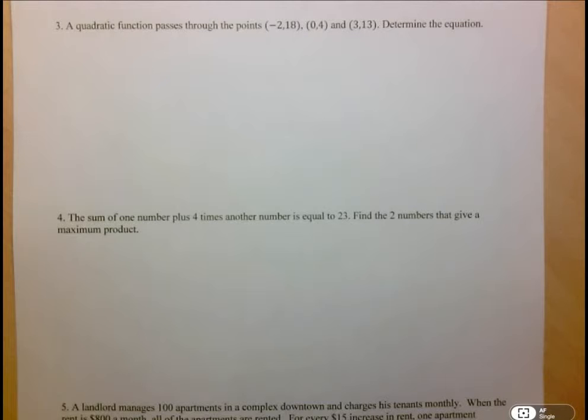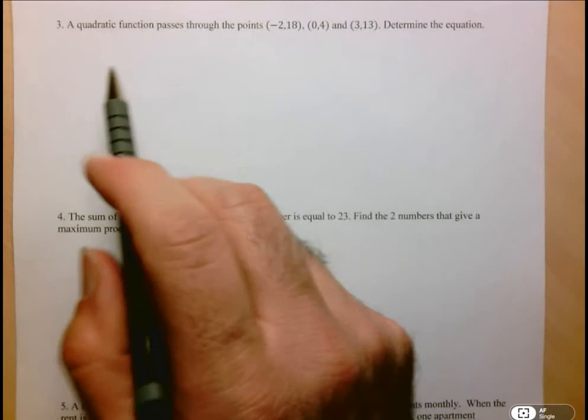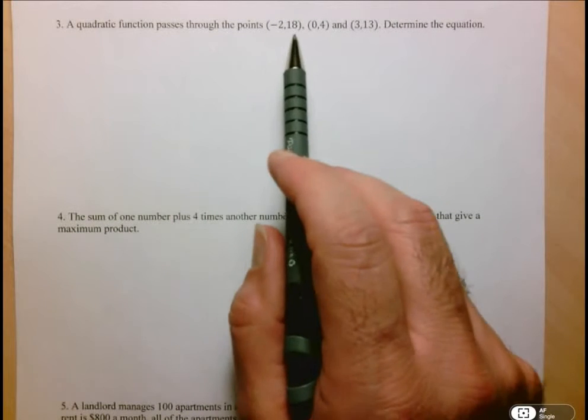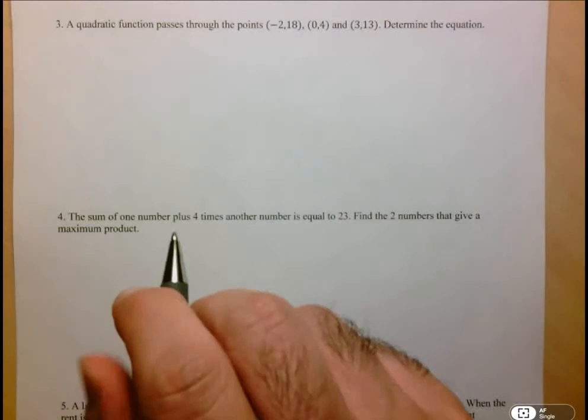Hi folks, we're now going to take a look at number 3 from the Unit 6 Quiz 2. The question says that a quadratic function passes through these 3 points and we want to determine the equation.